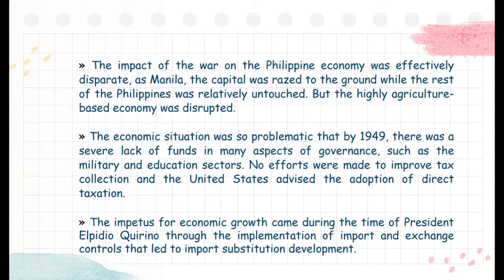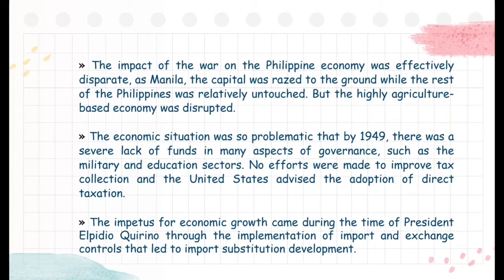His administration was struck by graft and corruption. Moreover, the abuses of the provincial military police contributed to the rise of the left-wing Huk Balahap or Huk movement in the countryside. The impetus for economic growth came during the time of President Elpidio Quirino through the implementation of import and exchange controls that led to import substitution development. This policy allowed for the expansion of a viable manufacturing sector that reduced economic dependence on imports.